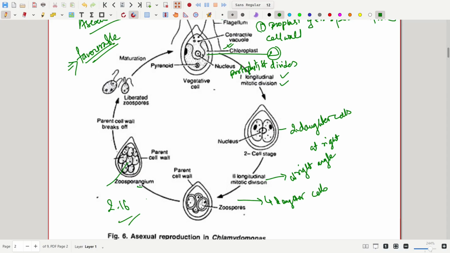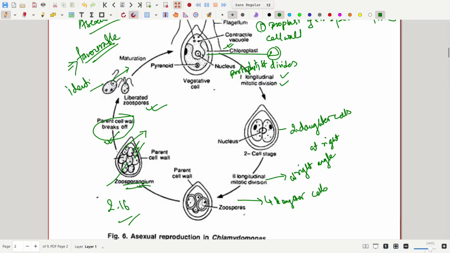Finally each daughter cell is able to develop its own cell wall and flagella, and transforms into zoospores. Everything inside transforms into zoospores, but the zoospores are inside the zoosporangium. Several zoospores are formed, which are liberated from the parent cell by rupturing the cell wall. Then the zoospores that are formed are identical to the parent cell in structure.